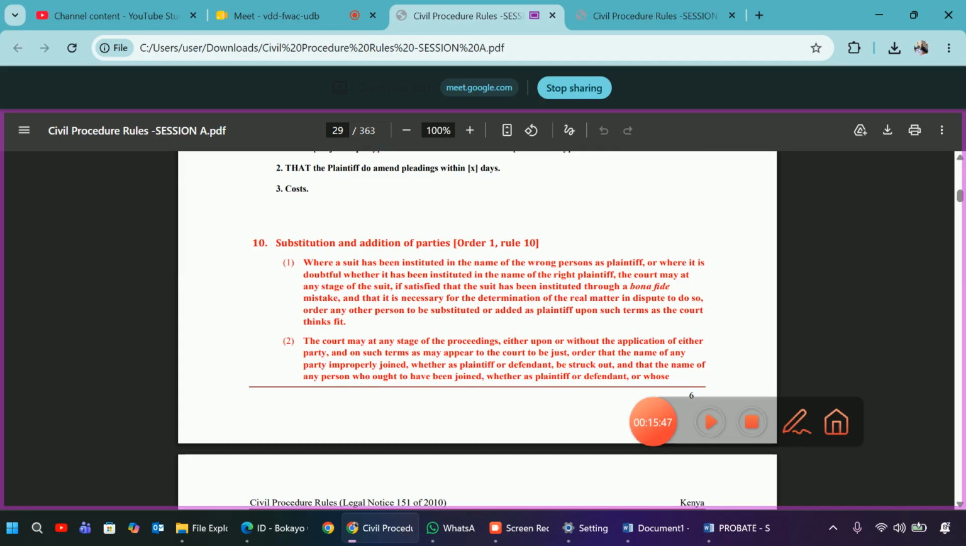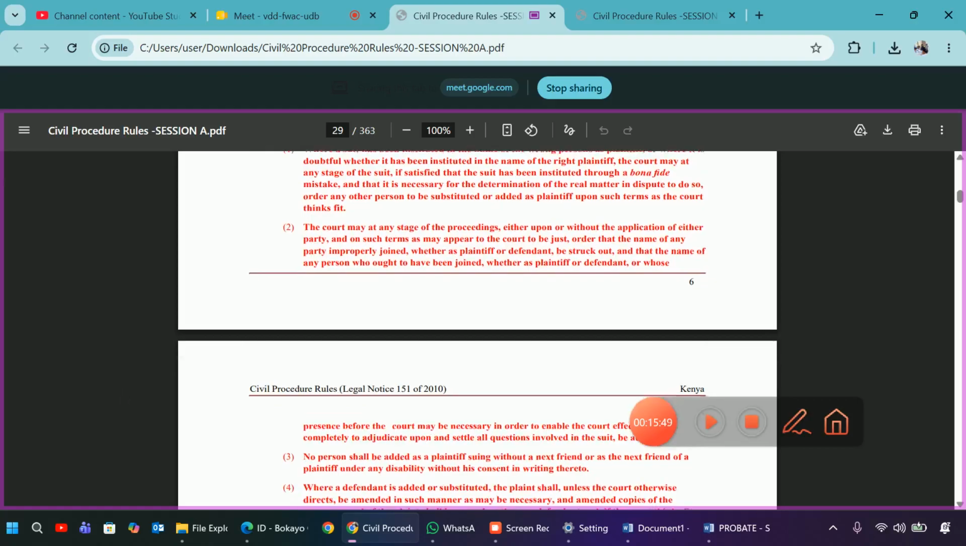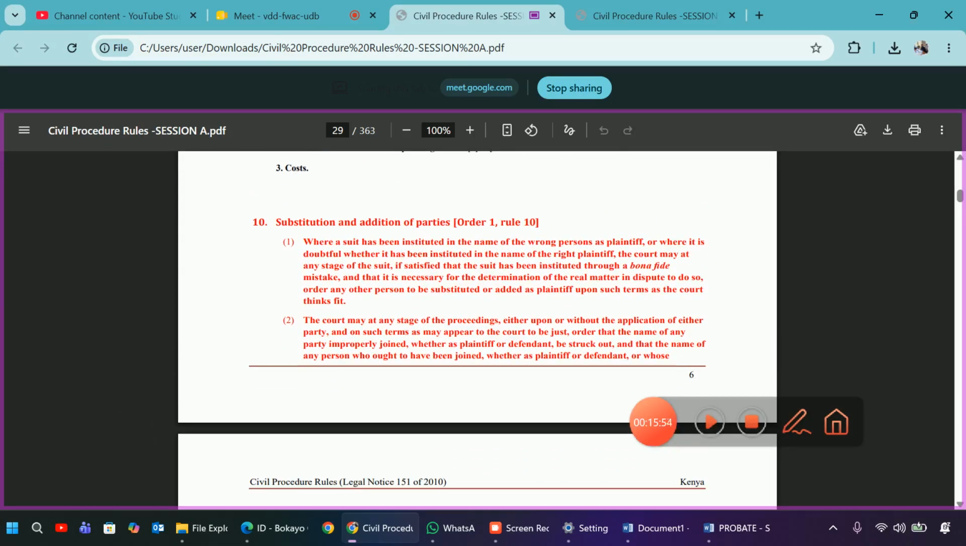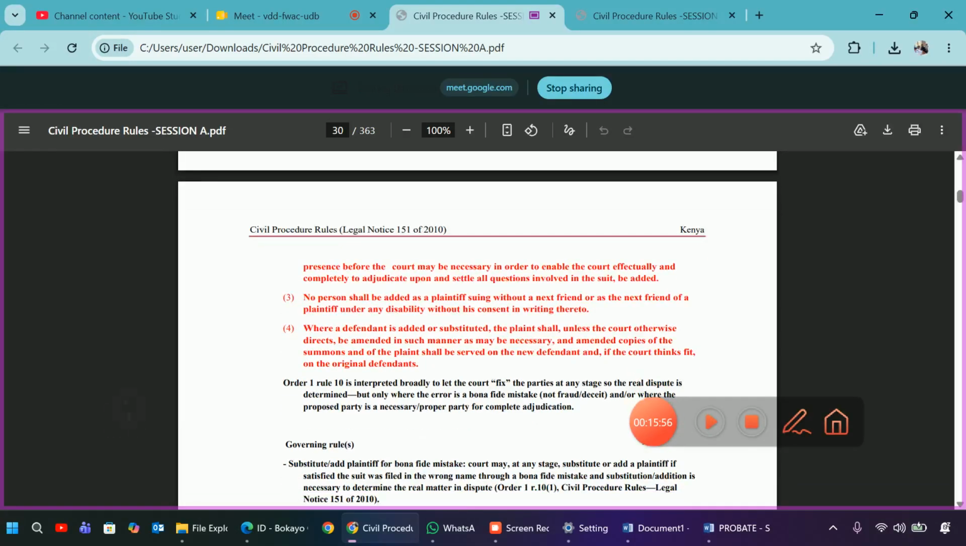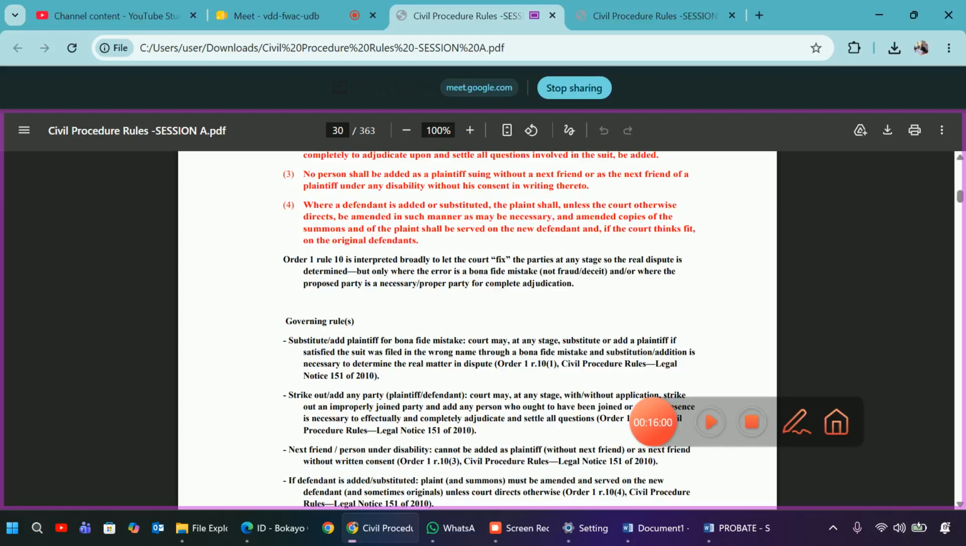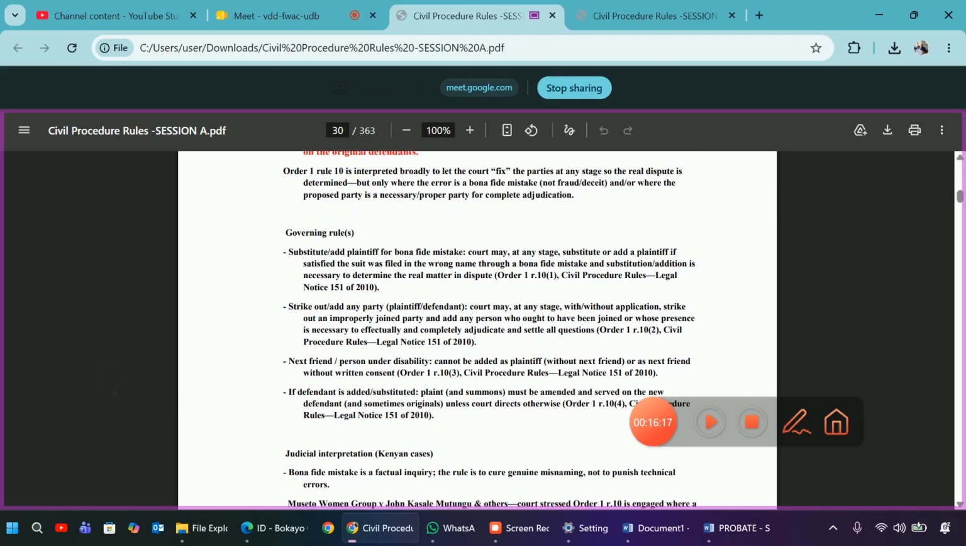Order 1 talks about substitution and addition of parties. Well, now you have realized that you have sued the wrong person, or now you want to add another party. What are the key takeaways? Order 1, Rule 10 is interpreted broadly to let the court fix the parties at any stage so the real dispute is determined, but only where the error is a bona fide mistake, not fraud or deceit, and or where the proposed party is a necessary or proper party for complete adjudication.